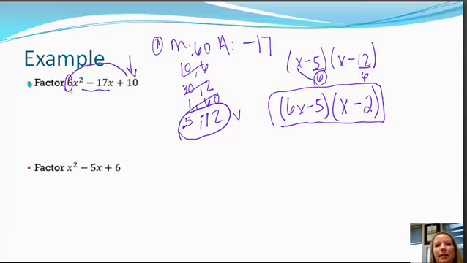Okay? So this means that these two things multiplied together should get this answer right here, which makes sense because 6 times x is 6x squared. Negative 12 plus a negative 5 is negative 17. Negative 5 times negative 2 is a positive 10. Alright, so that's the bottoms up method.